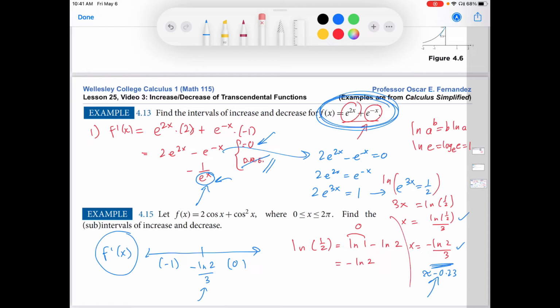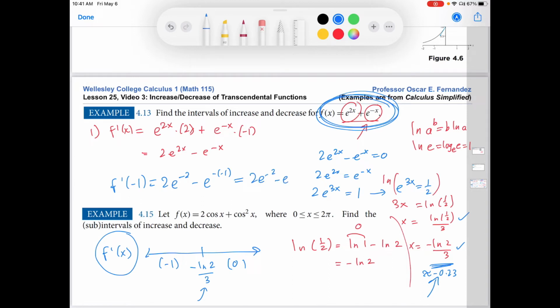We're going to stick with this version of the derivative. Let's see what happens when x equals negative 1. So what do we get? We get 2e to the minus 2 minus e to the negative 1. Okay, 2e to the minus 2 minus e to the first. At this point, it might indeed help to have some sort of computational device, a calculator, or you can go on wolframalpha.com or something like that to approximate this quantity.